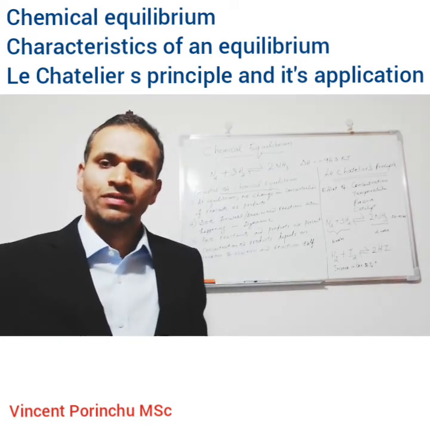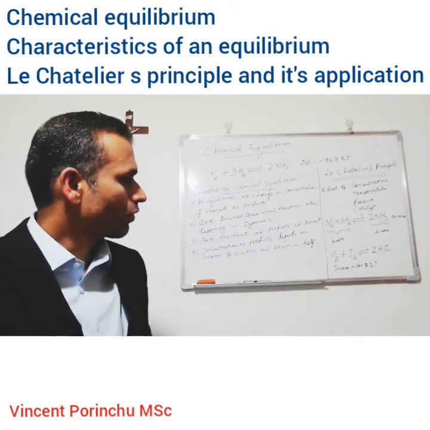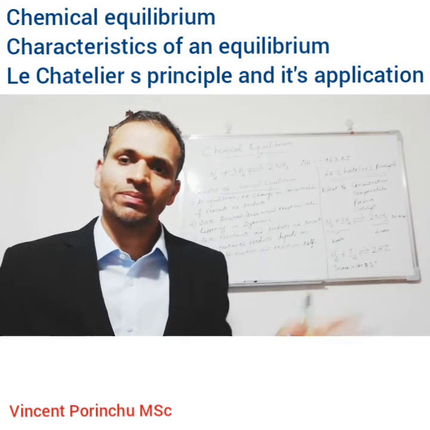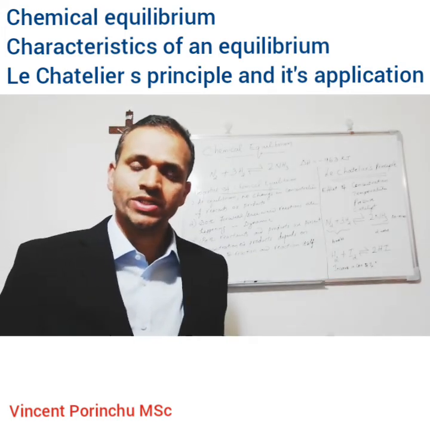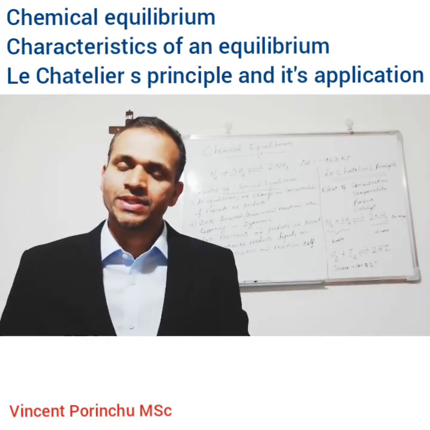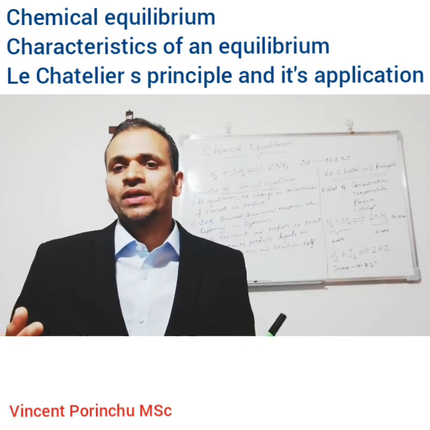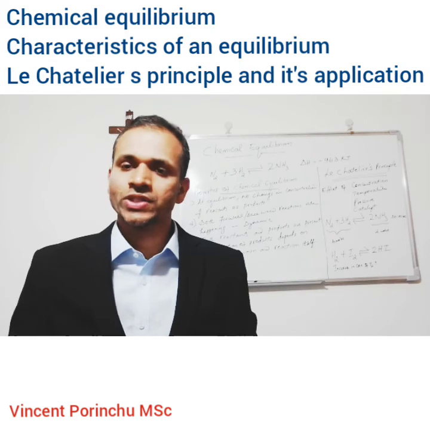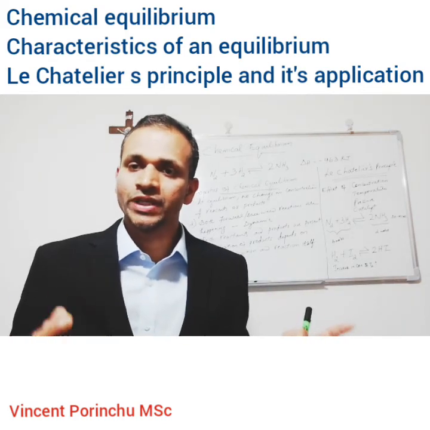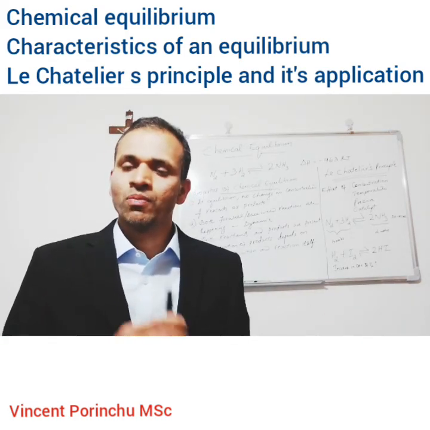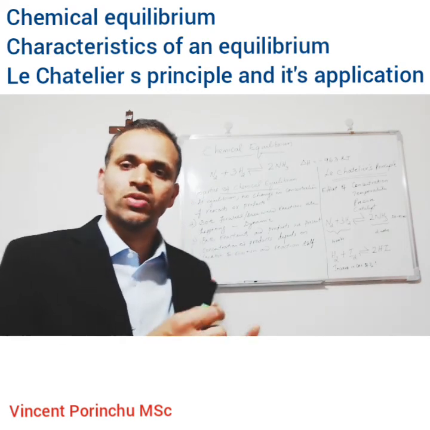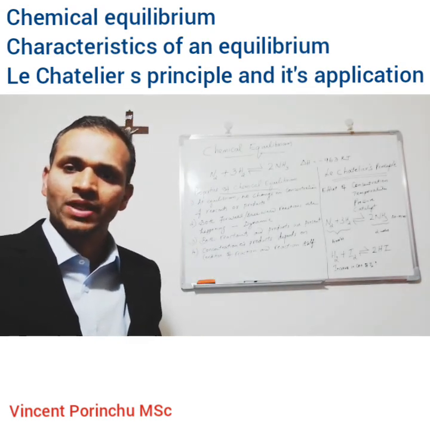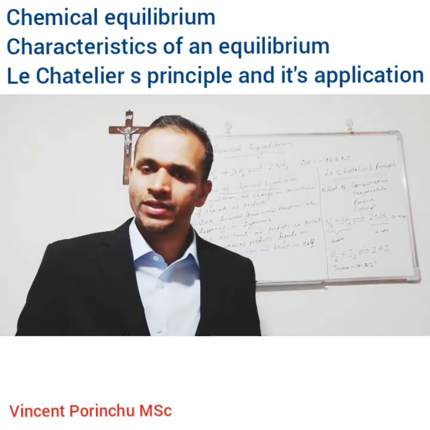So for example, I'm just trying to explain what happens if you increase the amount of iodine in that particular reaction. What happens? If you increase the amount of reactants, the system will try to reduce that increase, then more products will be formed. That means it will enhance the forward reaction. So we'll get more hydrogen iodide as a product.